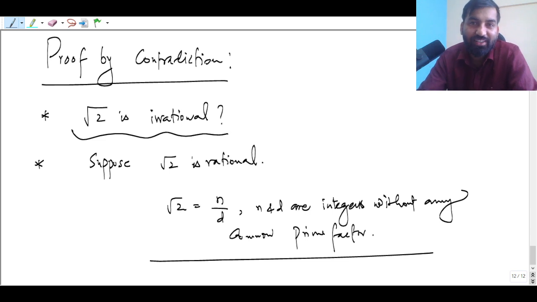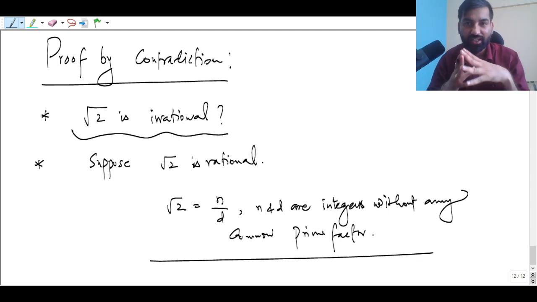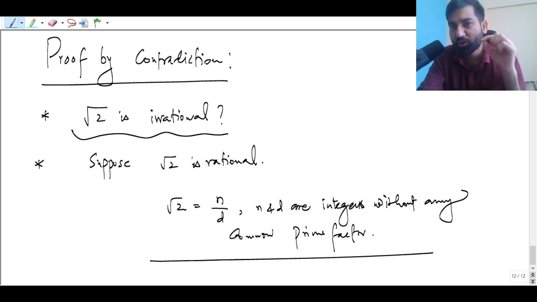So here root 2 has been written as n by d, right? So let us move ahead. This is my assumption, guys. And if we move ahead step by step, we will find that at one point of time, this assumption is going to be contradicted.